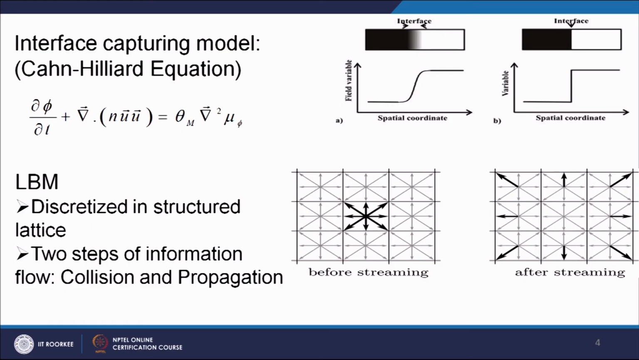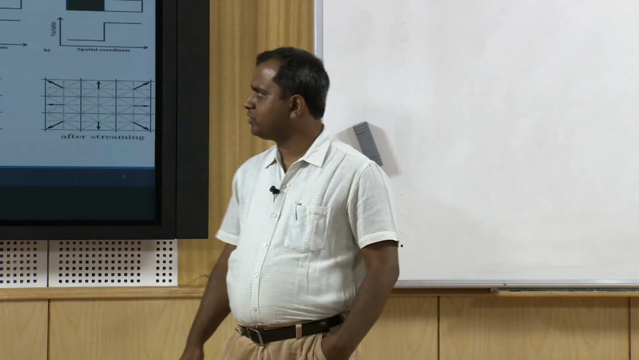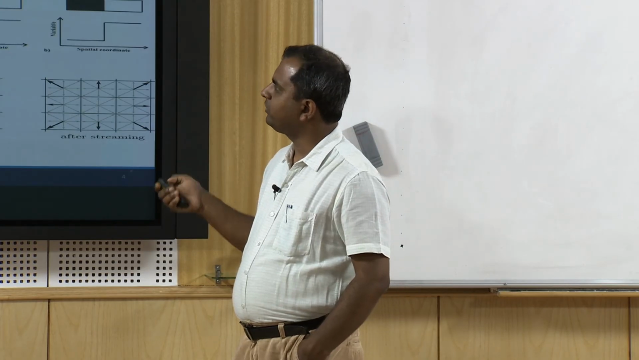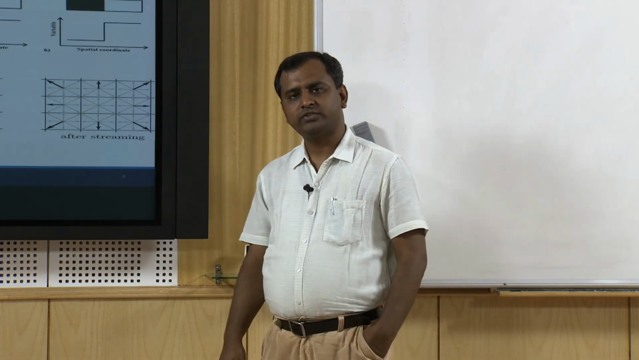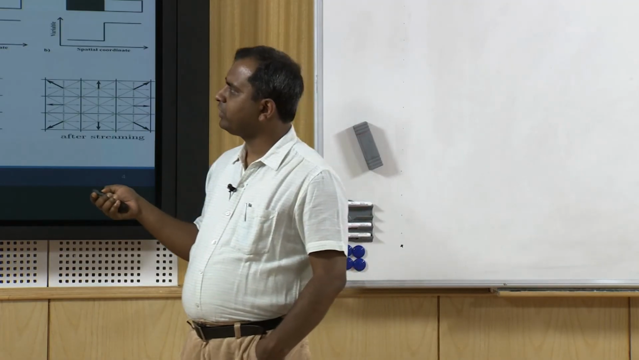On the other hand, there is a counter argument where people consider that the interface is not sharp, that is, it is diffused over a finite thickness. Here you can see, using color gradient, we have shown the sharp change of color, while here it is gradually changing. The variable here also is gradually changing over a small thickness. That thickness is called the interface thickness. Now, in this Lattice Boltzmann two-phase methodology, we always consider this diffused interface, and for that we need to consider our Cahn-Hilliard equation for interface capturing.